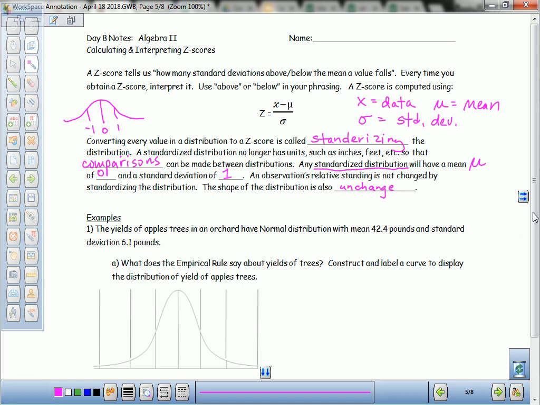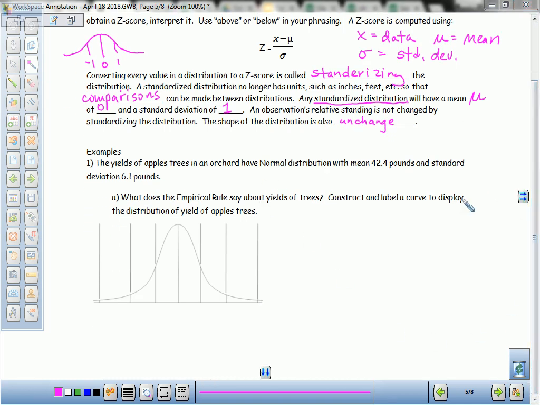All right, so we're going to tie back a little bit to the empirical rule, then we're going to leave the empirical rule. So we're going to leave our estimation. We're going to go towards a more exact way of operating. All right, so here we have yields of apple trees in an orchard. They have a normal distribution, a mean of 42.4. So if we were using the empirical rule, we would start there. And it says it has a standard deviation of 6.1.